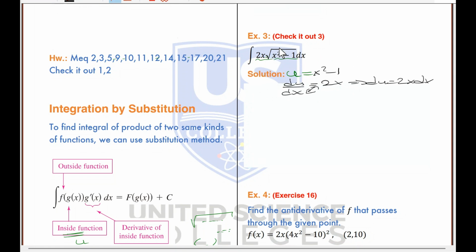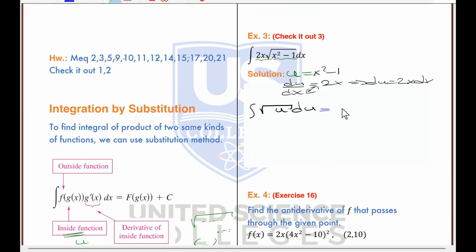To solve this question easily, we are going to solve it in terms of u first. So the integral of the square root of x squared minus 1, I let this be u. Outside we have 2x dx, which became du. Now, this is much simpler than the given question. Now, I'm going to take the integral of this instead of that one.